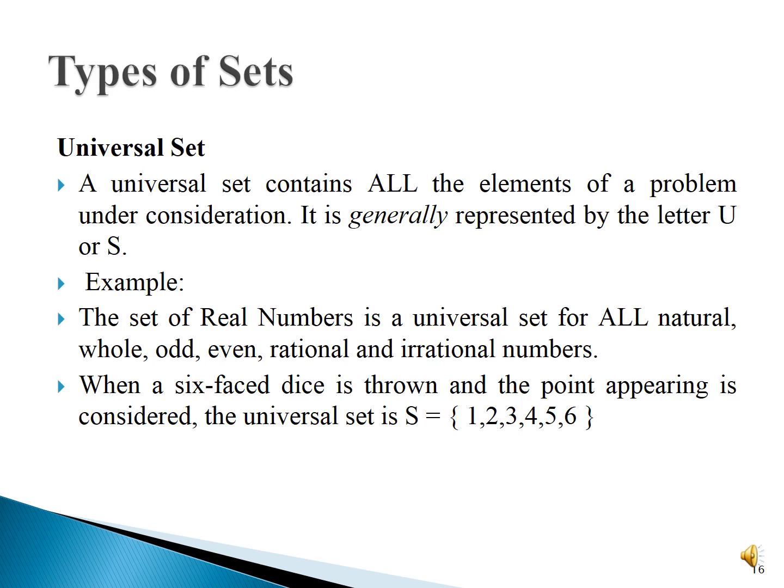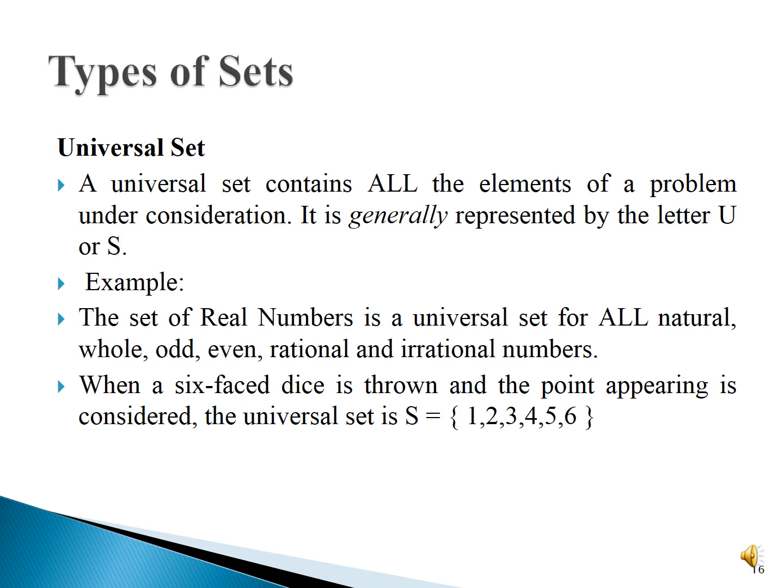The next type of set is universal set. A universal set contains all the elements of a problem under consideration, and it is generally represented by the letter U or S. In any application of set theory, all the sets are likely to be considered as subsets of a particular set, and this set will be called the universal set or the universe of discourse. Using geometrical terminology, the universal set is also called space, and its elements will be called points, and it is represented by the letter U or letter S.